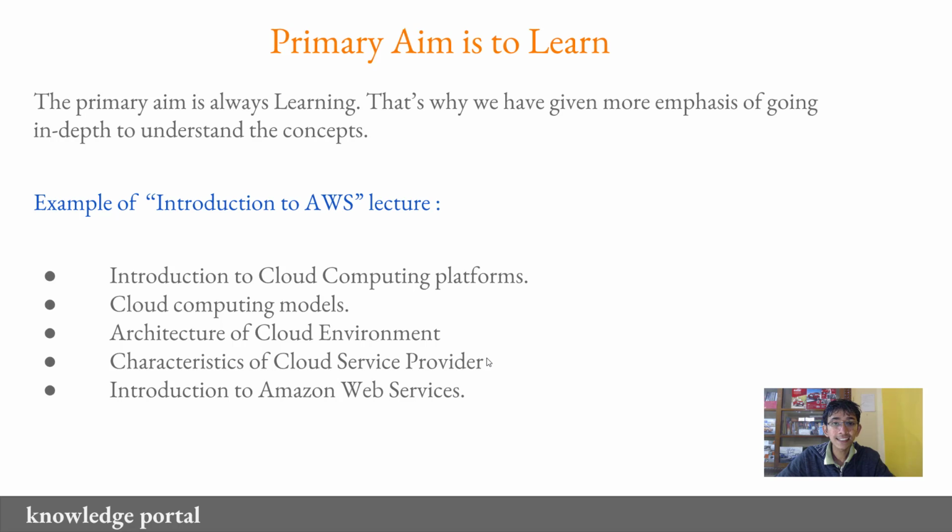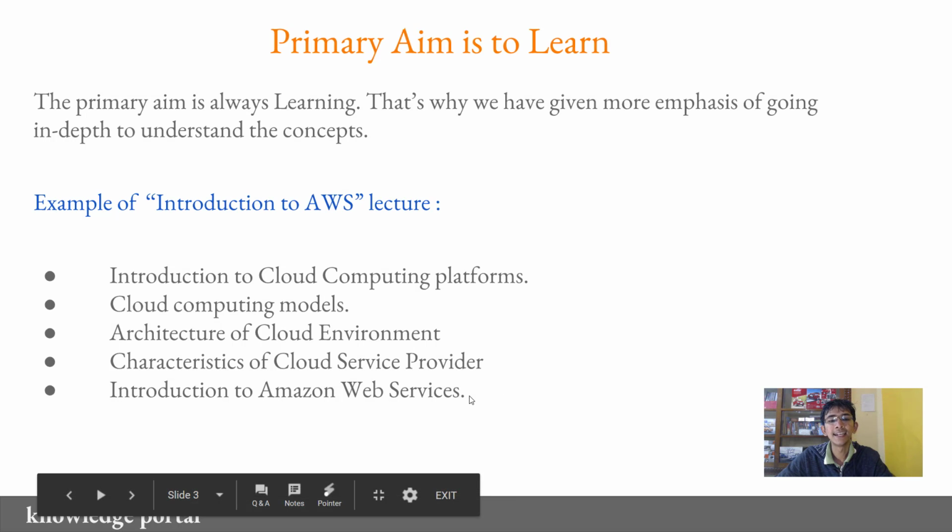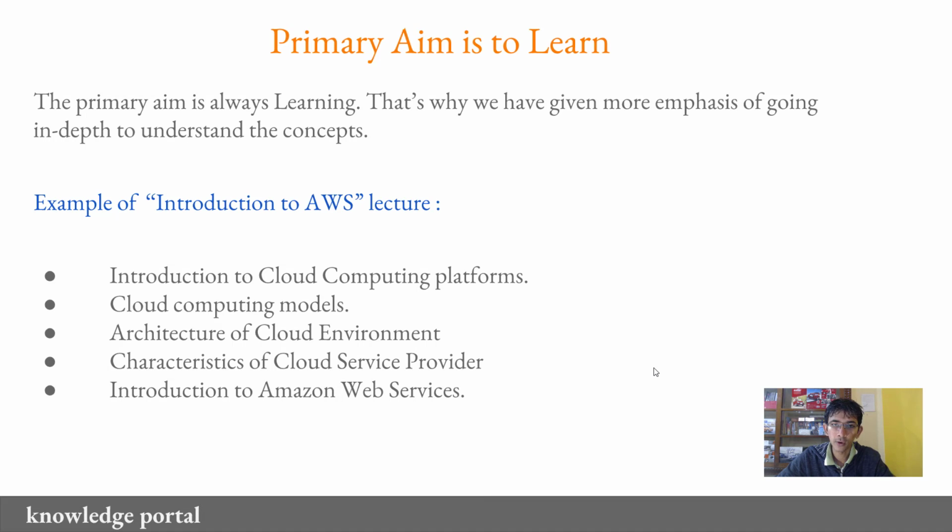We look into the characteristics of a cloud service provider. So from the first 4 videos, you will have a solid understanding of what CSPs or cloud service providers are all about. And once we understand that, then we go ahead and understand Amazon Web Services, which is one of the cloud service providers. So this is the flow that we keep for most of our videos, where we start from absolute basics and then we go ahead understanding the basics of what services AWS provides.